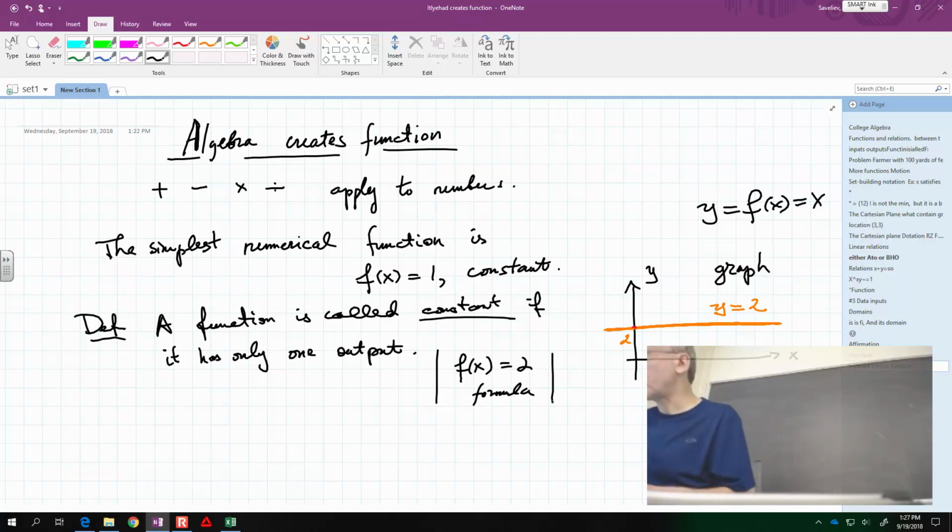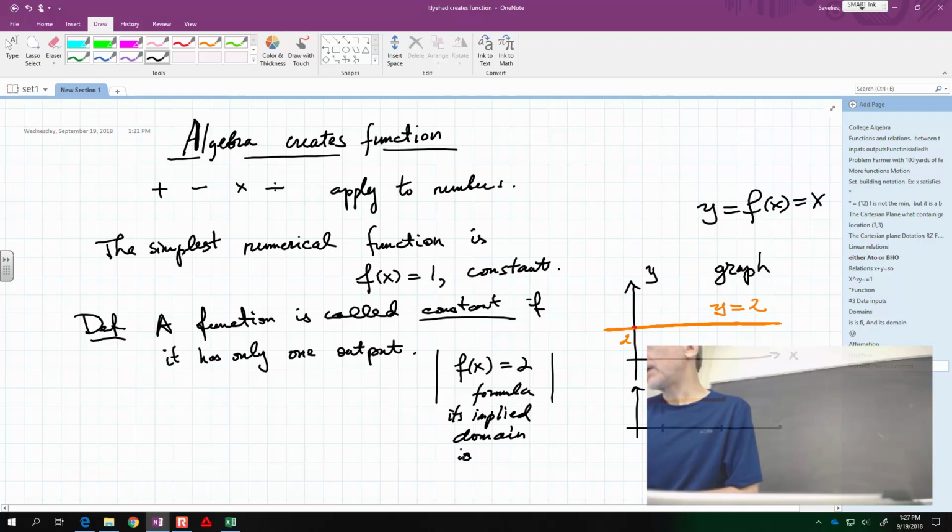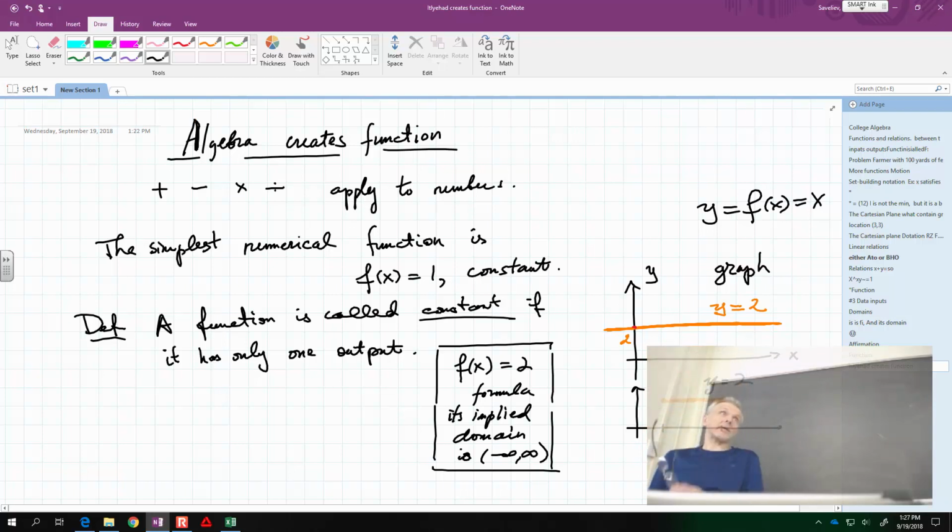You certainly should also keep in mind that under certain circumstances, it might be important to have the function defined on a domain that is less than everything. If you are supplied with the formula f of x is equal to 2 and nothing else, then its domain is its implied domain. Remember, its implied domain is negative infinity to infinity. But it's also possible that some functions are still constant. The function I have over here is still y is equal to 2. It just happens to have a domain that is less than everything, some interval, for example. So the function is still constant. We just supply it with a different domain.